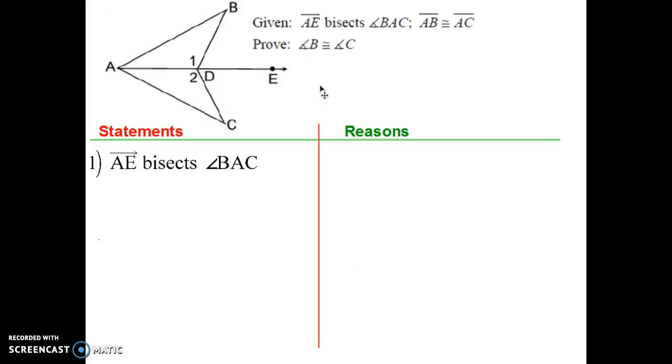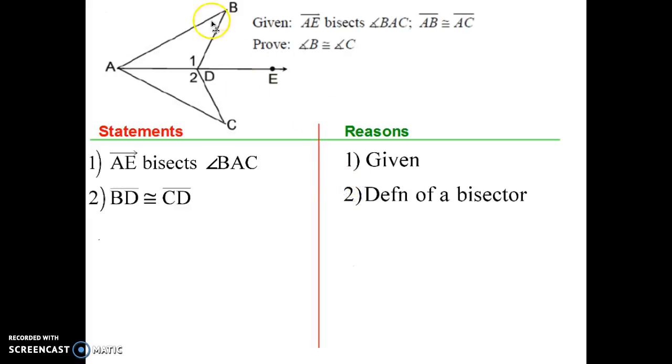I know that ray AE bisects angle BAC, and that was a given. Then I also know that segment BD is congruent to segment CD, and I know that because that's a definition of a bisector. Here's my ray, and I'm bisecting here with BD congruent to CD. After that, back to another given, I see that segment AB is congruent to segment AC, and that also, again, is a given.